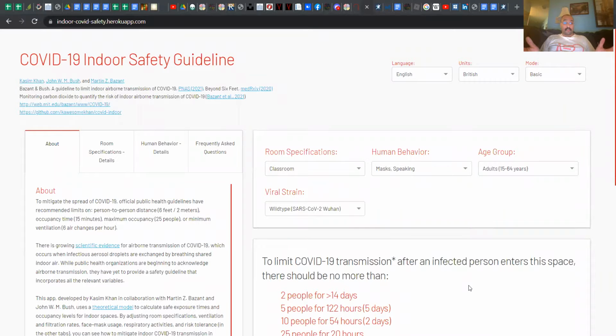Let's share this. Okay. So this here is the COVID-19 indoor safety guideline. It is a transmission tool. It is hosted by the folks over at MIT. It is an application that combines the research around how this virus spreads and in what situations, and gives a scientifically informed estimate on how many people can be in a particular space, how long they can be in that space, and what those folks can be doing in that space, and helps you make decisions.